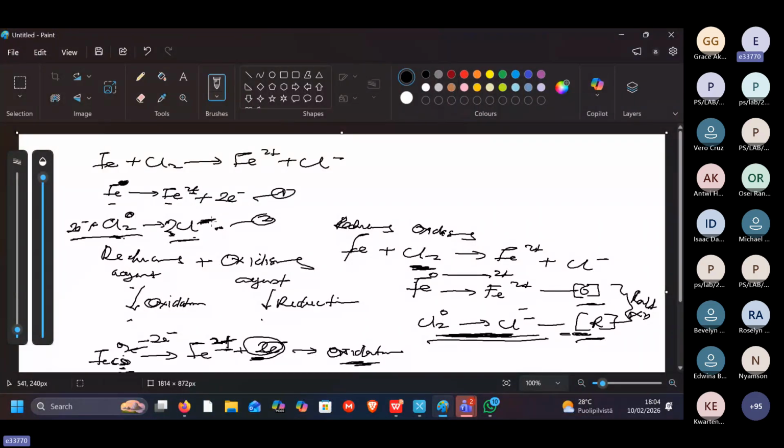The last step is to put the balanced half equations together. Are you following? Yes, sir. Okay, so by putting them together, whatever I introduce must go off.